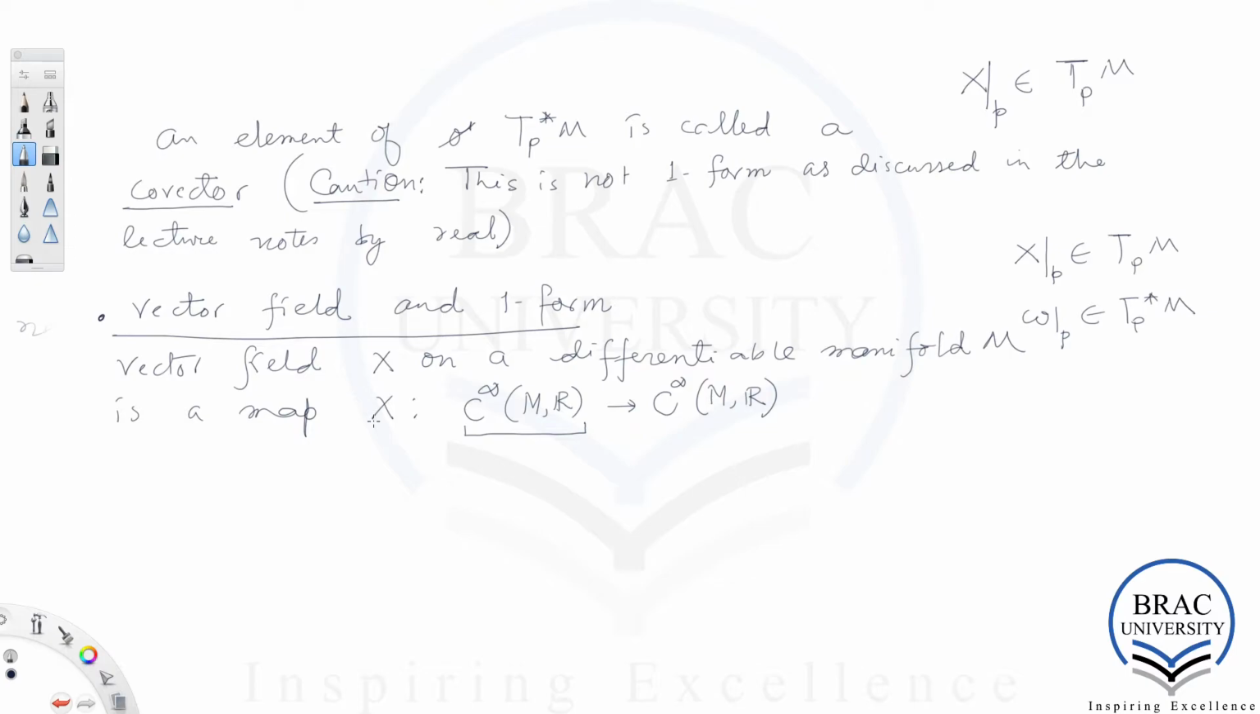And X is a map from C infinity M comma R to C infinity M comma R, meaning that if you have F from C infinity M comma R, a function, then X, the vector field acting on F, is again a real valued C infinity function on M. In other words, X is an operator. We know that an operator is something that takes a function to another function. So let F be an element of the vector space C infinity M comma R.